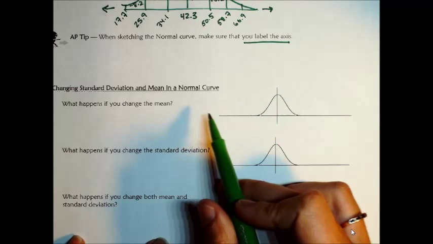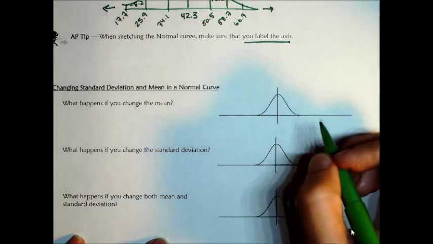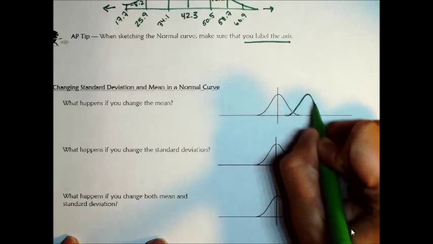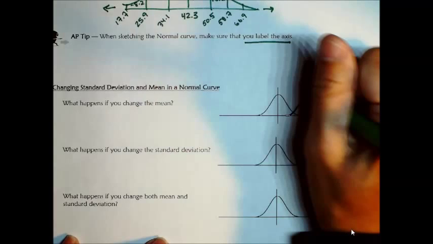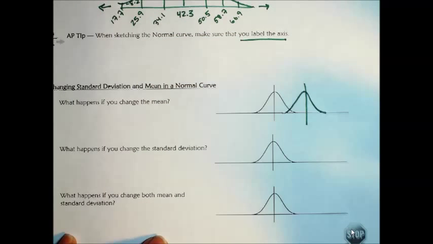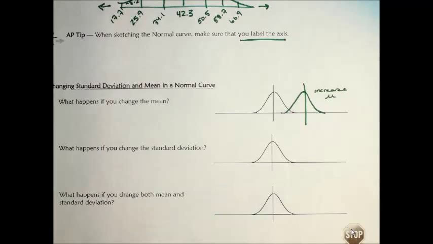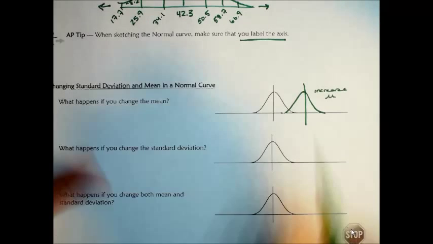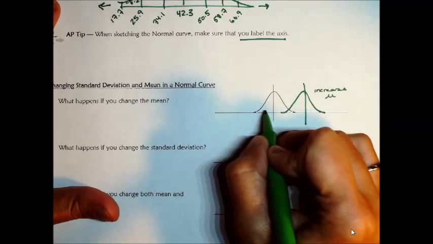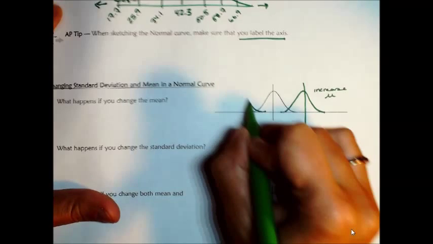So if you increase the average, the shape stays the same, and I'm trying to sketch this roughly the same. This is what happens when you increase the average. Everything shifts to the right. If you're decreasing the average, that means we take the whole shape, it stays the same, but the center is going to shift to the left.